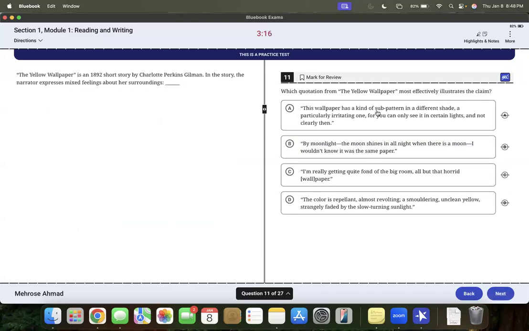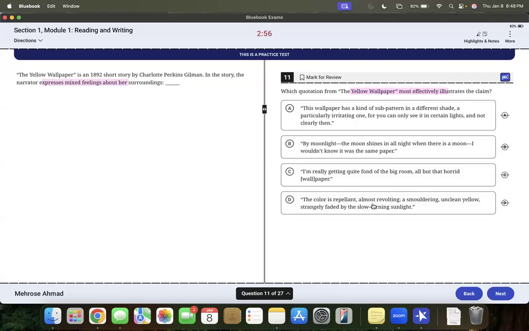Okay. Which quote from the wallpaper most effectively illustrates this claim? Yellow Wallpaper, 1892 short story. In the story, the narrator expresses mixed feelings about her surroundings. All right. The quote that most effectively shows this has to talk about mixed feelings. So let's see.